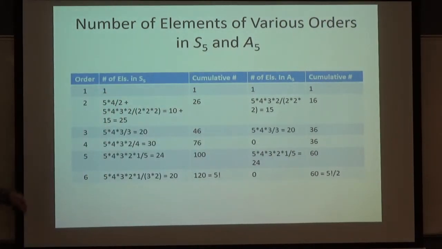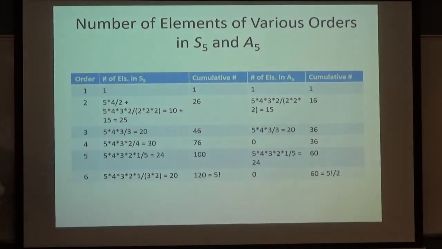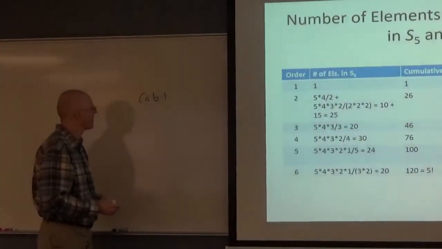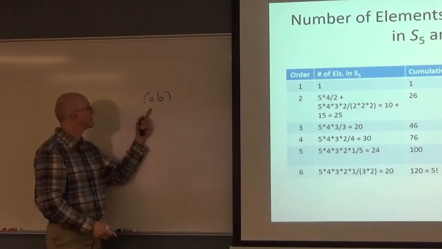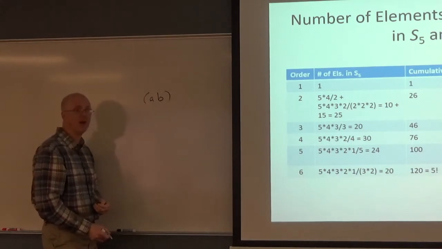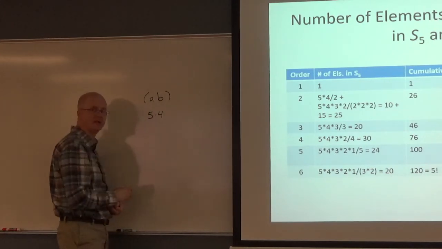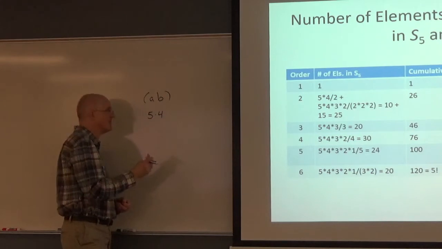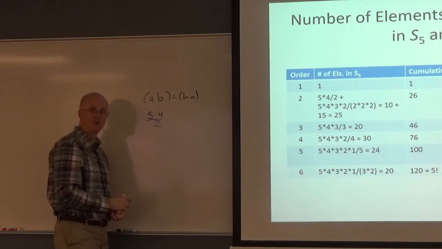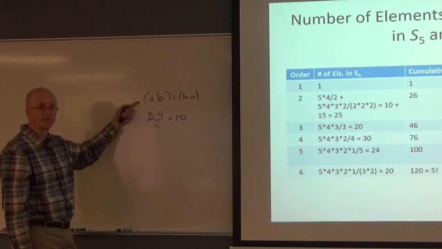How many elements have order 2? Claim it's 25 in S5 and 15 in A5, and hopefully this makes sense to you. You can draw this kind of thing, for example. There's your arbitrary 2-cycle transposition. How many possible 2 cycles are there in S5? Well, you've got 5 choices for A and 4 choices for B. But remember, AB is the same as BA, so I have to divide by 2. There are 10 possible 2 cycles in S5.